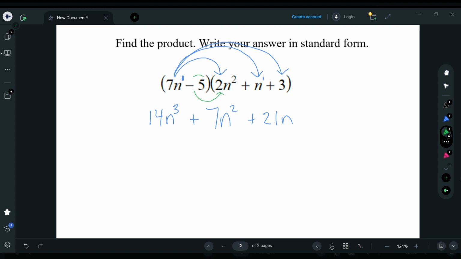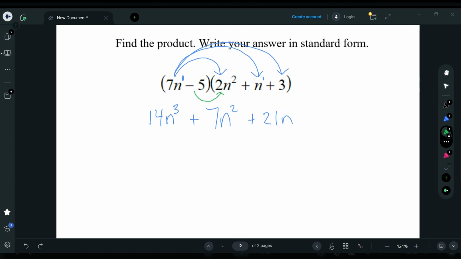And notice how with this negative 5, there is no n. There's no variable. So every time I distribute it, the only thing that's going to be changing is the coefficients. Whatever we have over here, if this is n squared, it's going to stay n squared. This is going to stay n. We're just going to be multiplying the coefficients here. So negative 5 times 2 is a negative 10, and that's going to remain n squared.